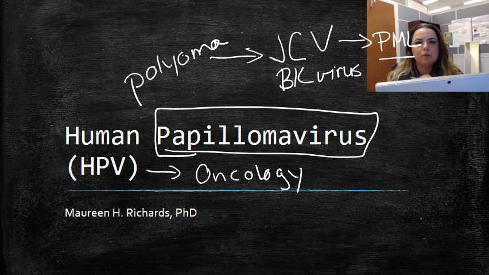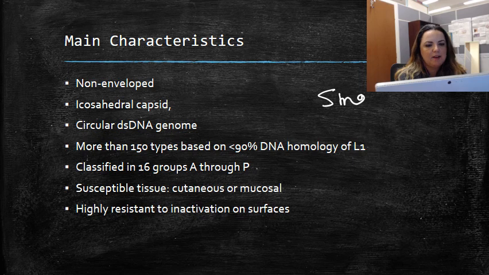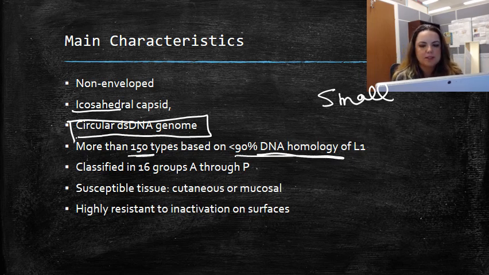And actually the papillomavirus can lead to kidney cancers. So the papillomas and the polyomas have some similarities in characteristics and how they function. Like the polyomaviruses, the papillomaviruses are small, non-enveloped organisms. They have an icosahedral capsid and a circular double-stranded DNA genome. There are a ton of HPV viruses. There are more than 150 different types, and less than 90% DNA homology. The way we get the types is basically if you have less than 90% DNA homology in a specific viral protein, L1, then it's considered a different type of HPV.